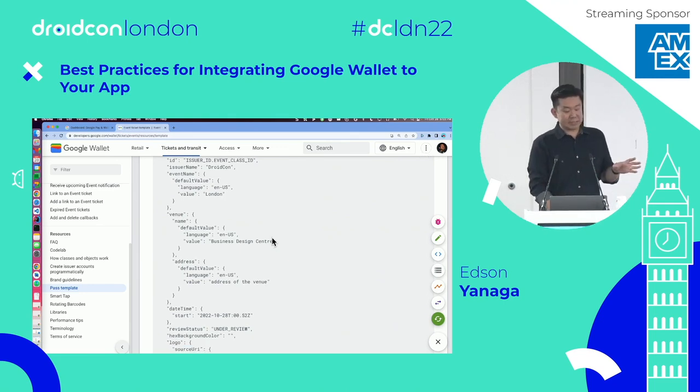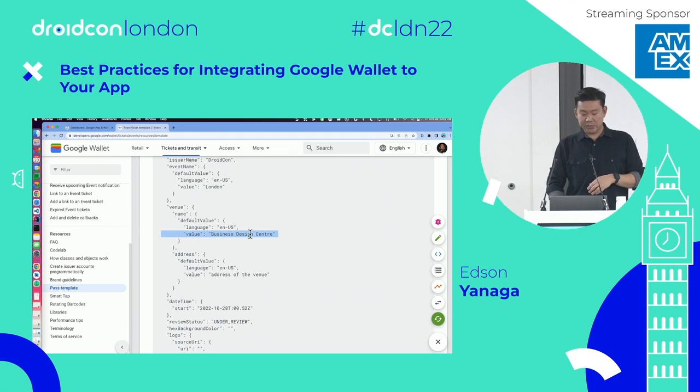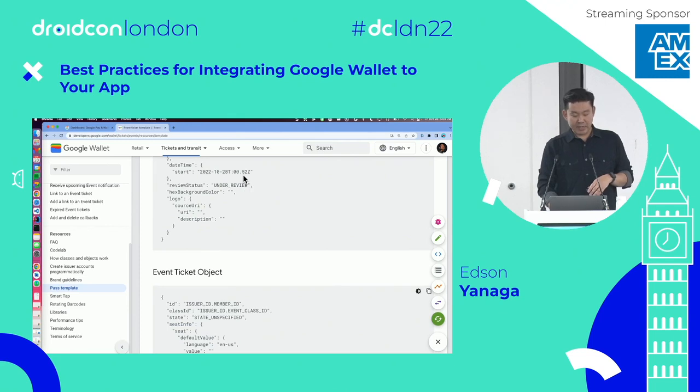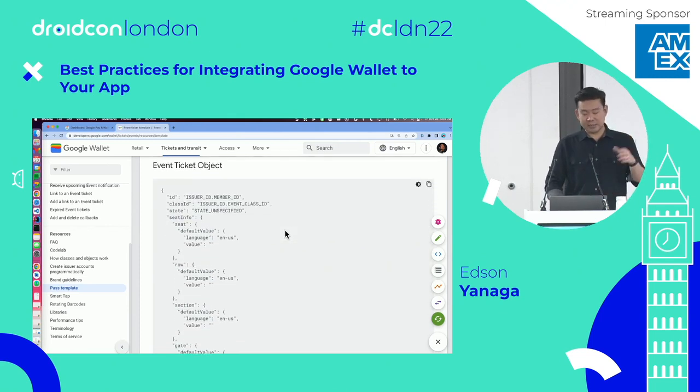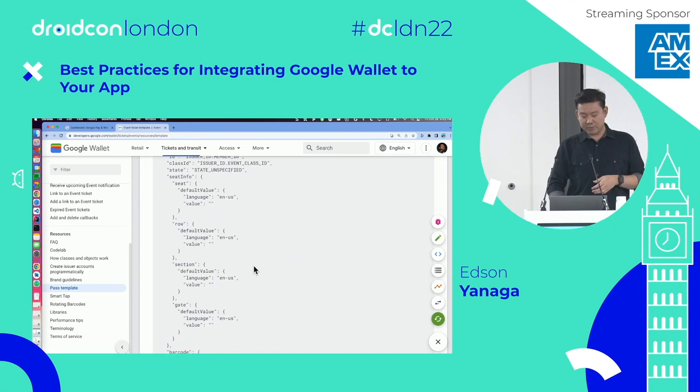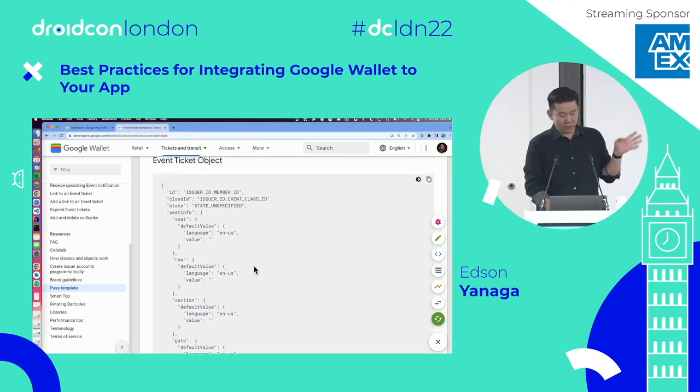So in the class, you can see here that the venue is going to be the same for everybody. The issuer name, the name of the event is going to be the same for everybody. The date as well. But for the ticket objects, then you're going to provide the information that is specific to each one of those users.